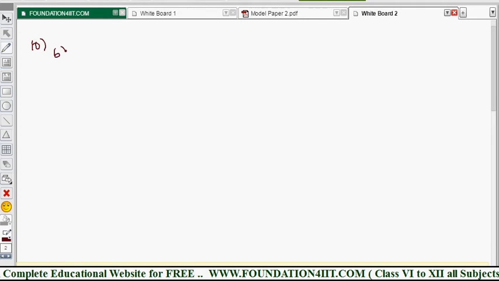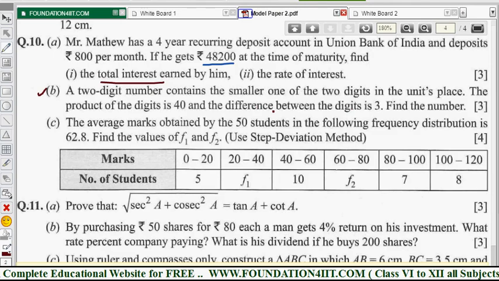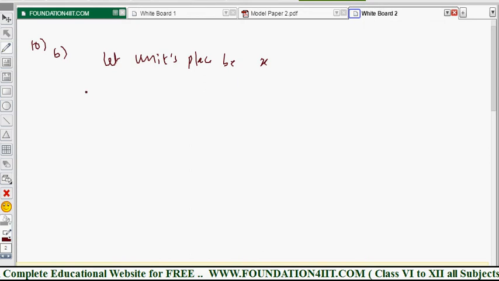So let me take this question. Take the units place as x. Let the units place be x. Then according to the question, the tens place must be x plus 3, because the difference between them is 3. One should be more than the other. We could take x minus 3 also, but the units place is the smaller one. That's why this is x and this is x plus 3. Then the two-digit number.